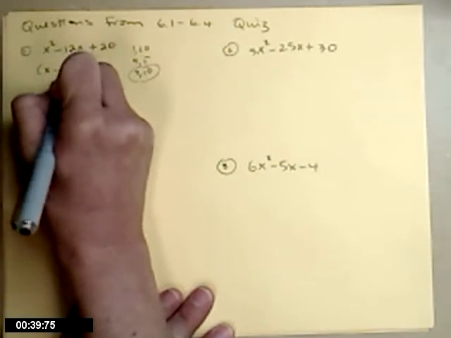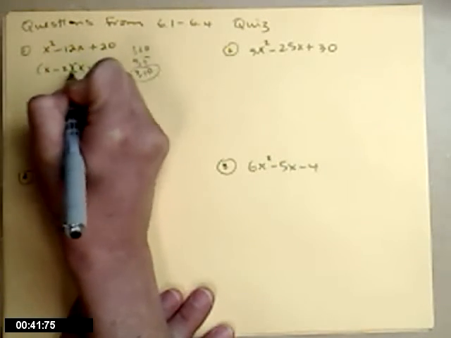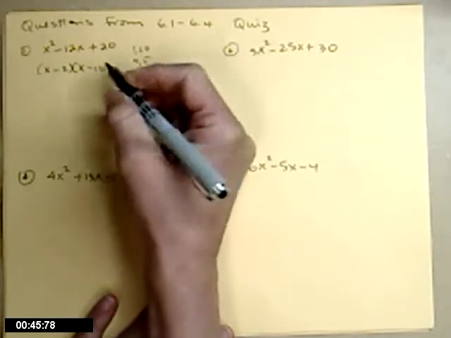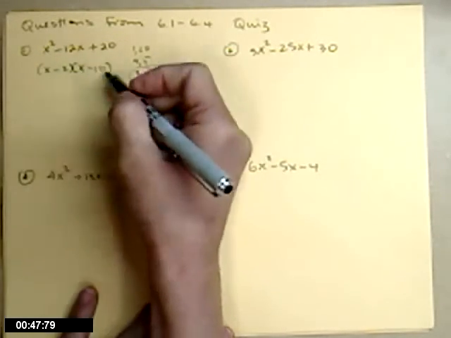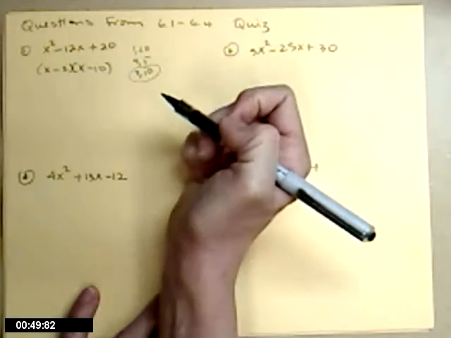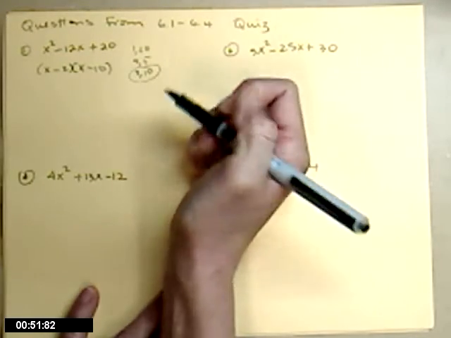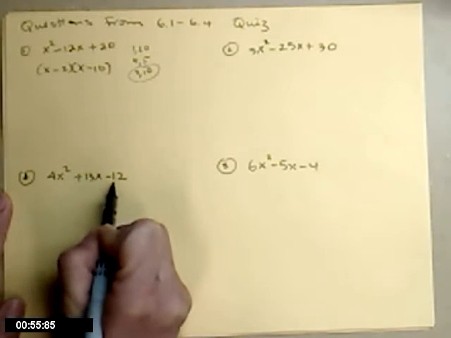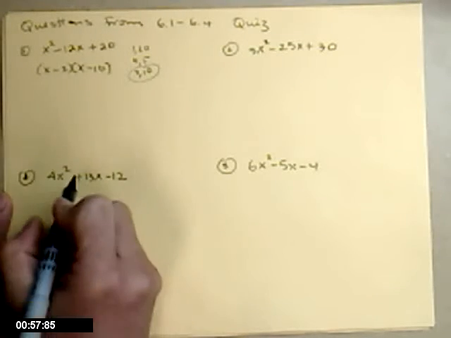So x minus 2 times x minus 10. The negative 2 times negative 10 get me back to that positive 20 I needed. But when I do my outer inner, negative 10x minus 2x, they combine to give me the negative 12x. Coming down, 4x squared plus 13x minus 12.